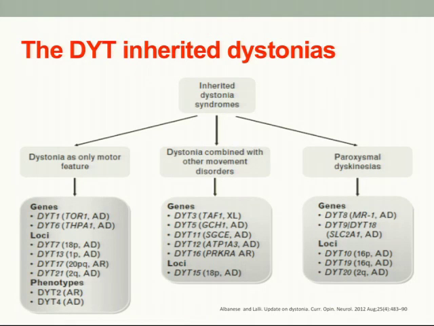So here, in terms of the classification, I don't want to belabor this because I want to keep it very practical, but I want to keep in mind that dystonia can come in isolation or in combination with other features. The combination with other features is going to help us in determining which type of genetic dystonia we might be dealing with.